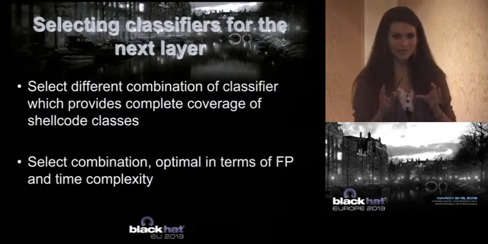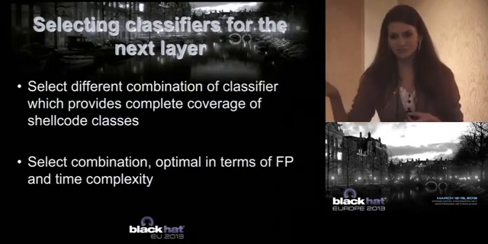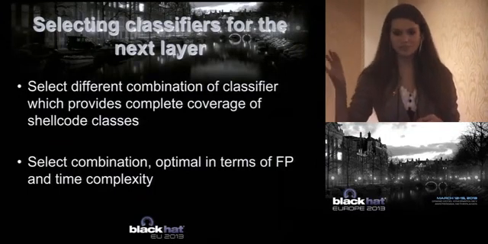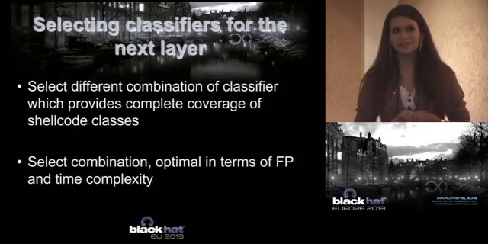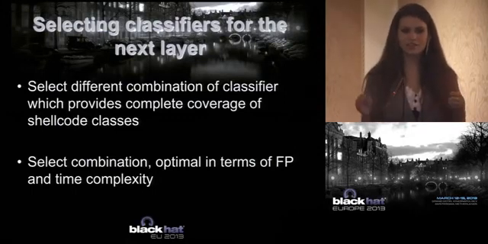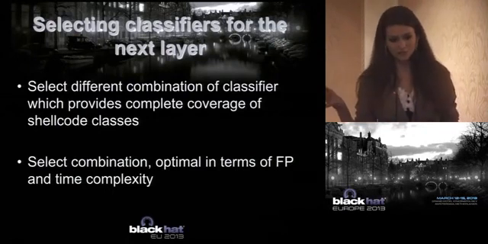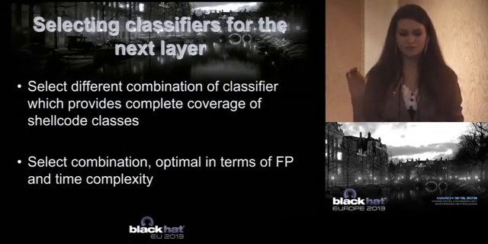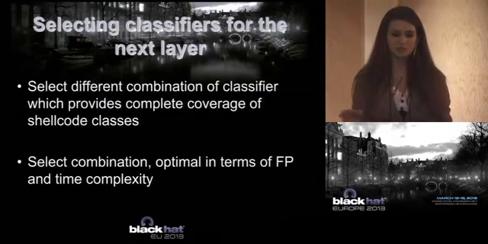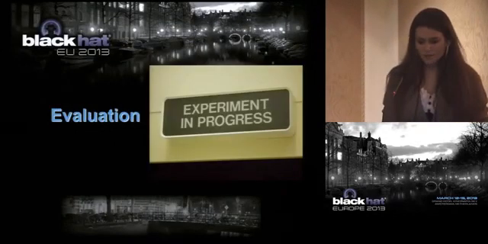So how can we select classifiers for the next level? We have the entire set of elementary classifiers, which are able to detect some subset of shellcode classes. We construct all possible combinations of elementary classifiers which are able to detect such a subset of shellcode classes. After that, we select the most optimal combination, optimal in terms of false positive rate and time complexity.